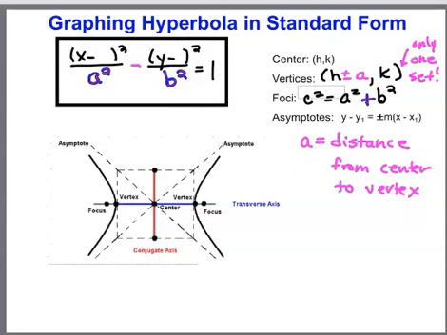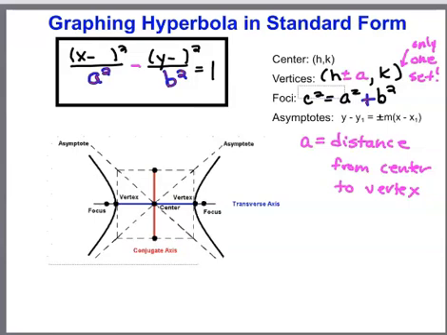So, hyperbola equations. The equations for hyperbolas look really similar to ellipses. If you look at this example up here in the rectangle, the main difference is that instead of a plus, there is a minus. That's the key to telling, if you look at an equation, whether it's a hyperbola or an ellipse.